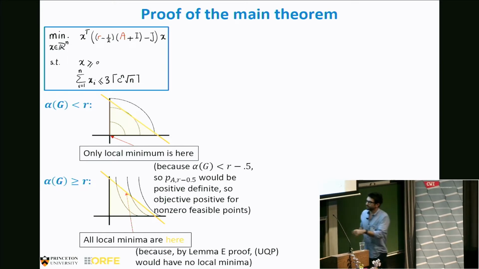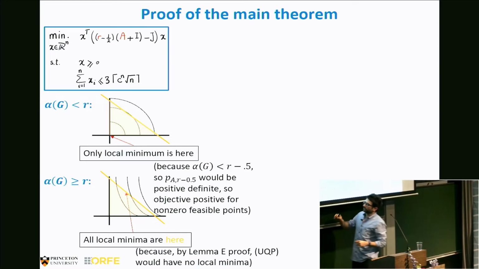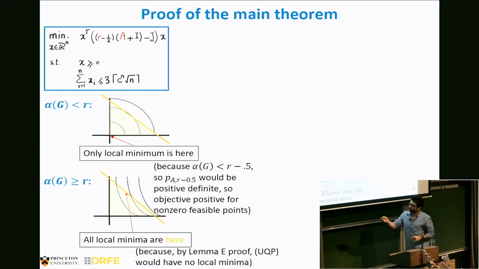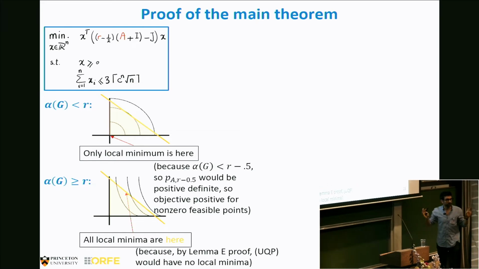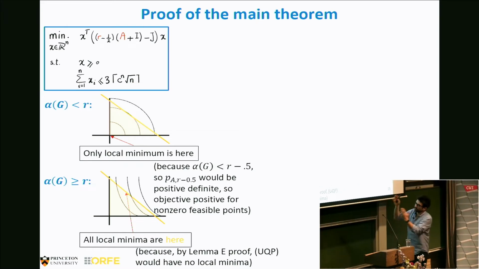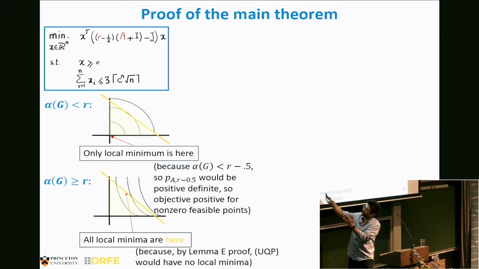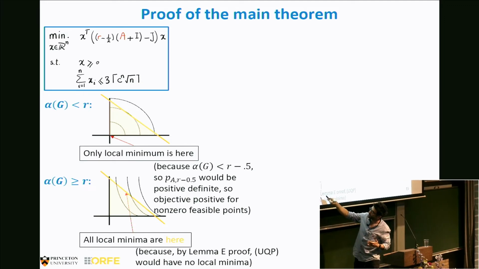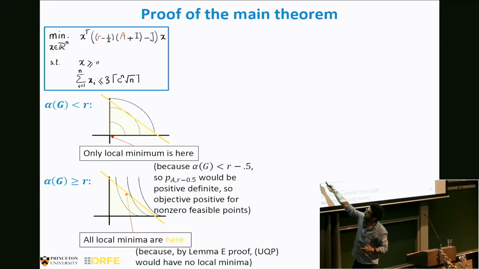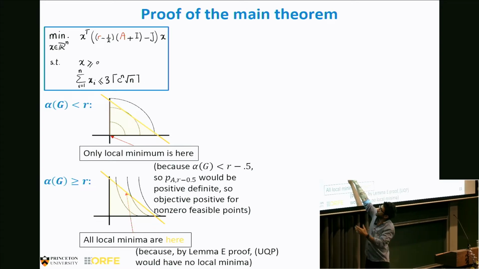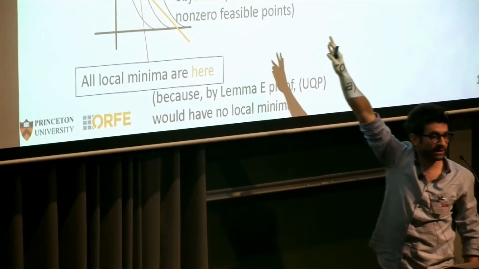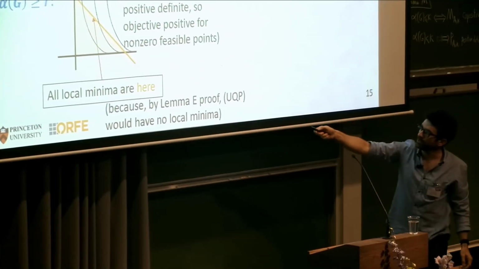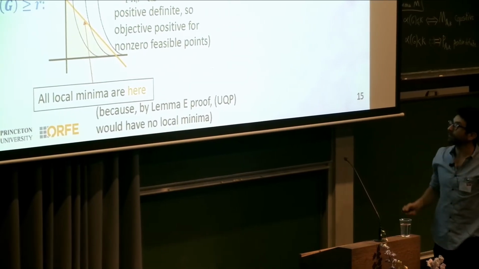So why is that? That's because of the proof of the lemma E, the unbounded QP, because we just proved that if alpha is more than R, if you remove this last constraint, there are no local minima. That's what we proved, if you remember, right? So now that the feasible set is compact, there have to be local minima. What choice do they have? They must be on this line, because if they were anywhere else, let's say they were here or in the interior, then there would have also been a local min for the entire non-negative orthant. And that we ruled out, right? So all the local minima have to saturate this constraint.